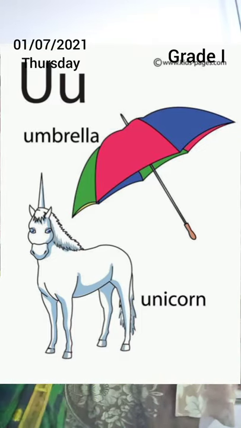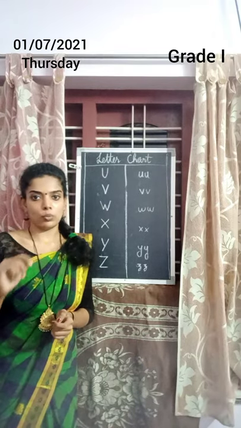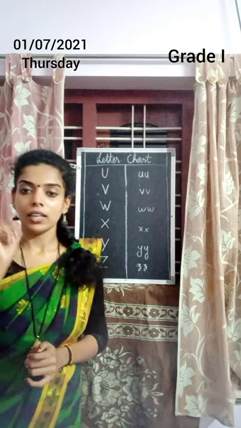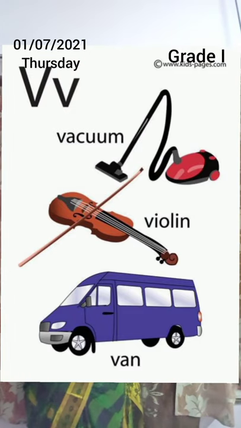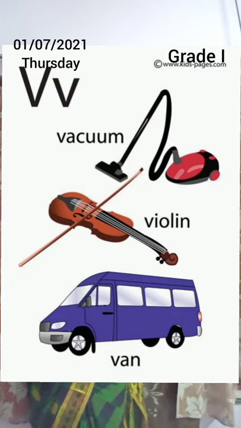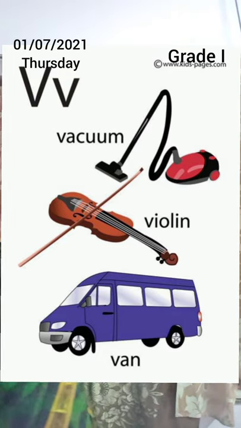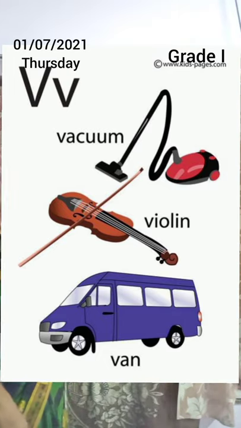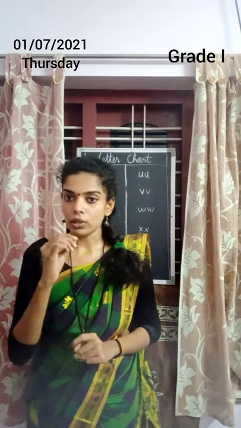The next one is V. What's the sound of alphabet V? The sound of V is the v sound. Van, V-A-N, van. Vacuum, V-A-C-U-U-M, vacuum. Violin, V-I-O-L-I-N, violin. So the sound of alphabet V is the v sound. The examples are van, vacuum, violin.